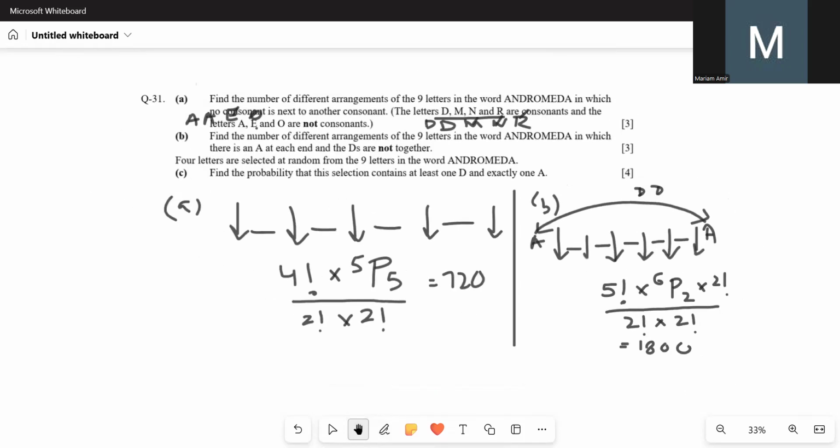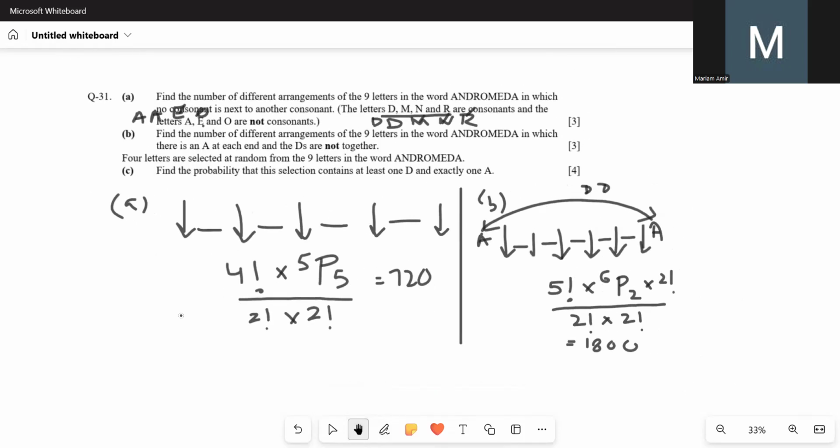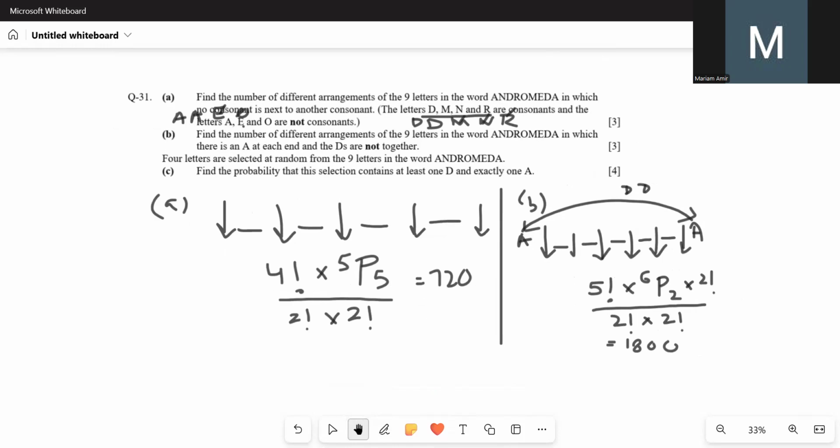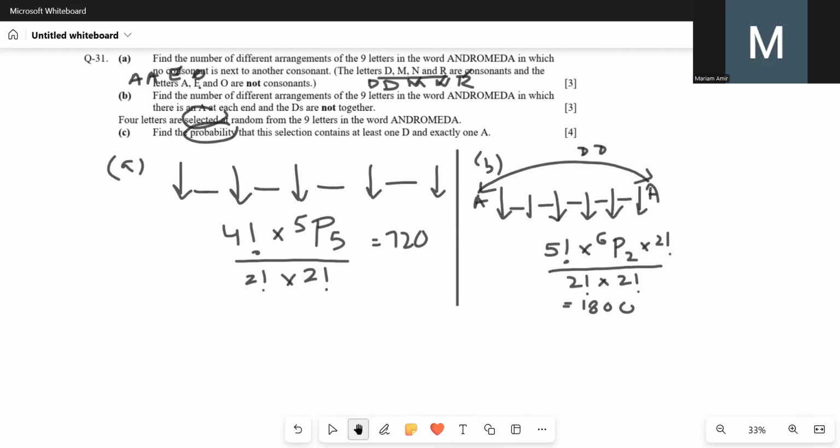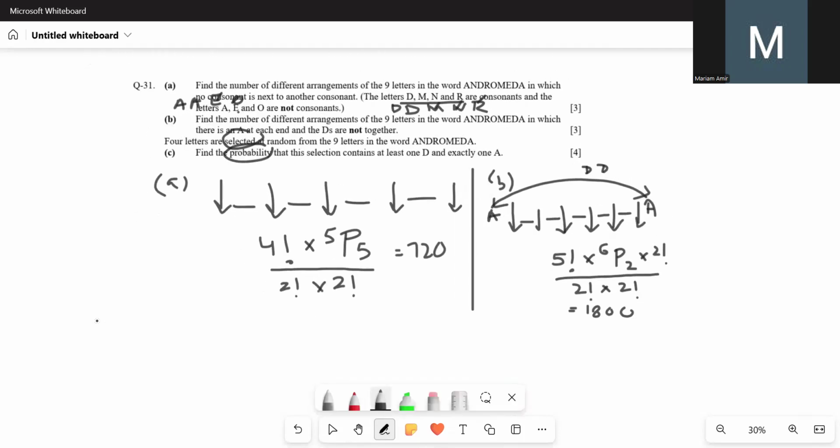Part C. 4 letters are selected at random from the 9 letters in the word Andromeda. Find the probability that this selection contains at least one D and exactly one A. So this is a question on probability and combinations. We will consider the two A's as two different A's, A1 and A2, same with the two Ds, D1 and D2. And other than that, we have E, O, M, N, and R.